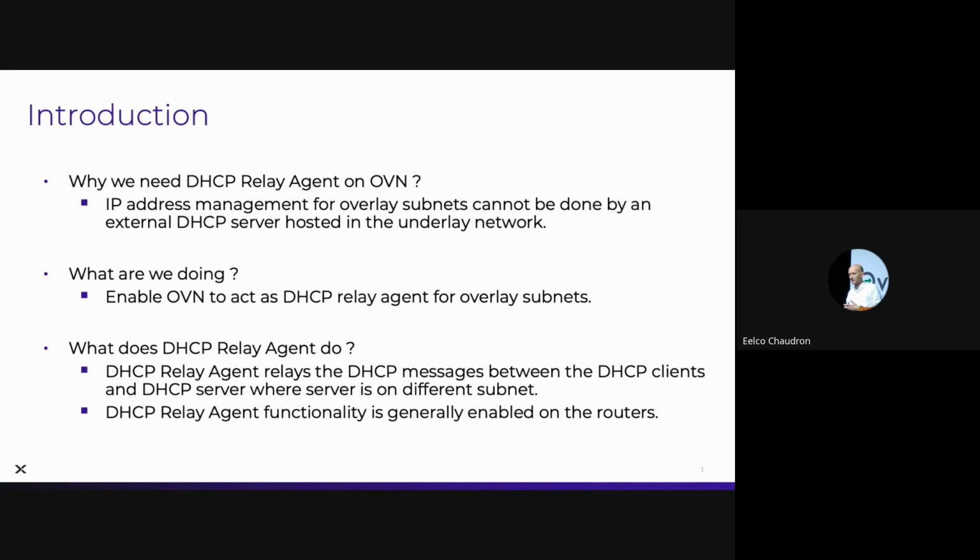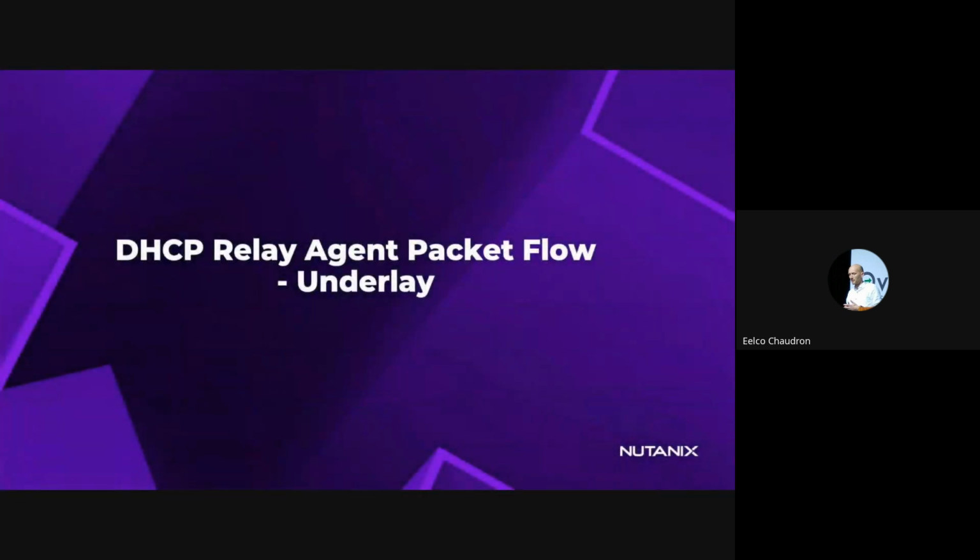This enables network admins to use the same DHCP servers to do IP address management for both underlay and overlay networks. To forward the DHCP request between DHCP clients and DHCP servers, relay agent functionality is generally enabled on the routers, which are acting as a default gateway. Before we dig into how we implemented DHCP relay agent functionality in OVN, let's quickly go through how it works in the regular underlay network using packet flow diagrams.